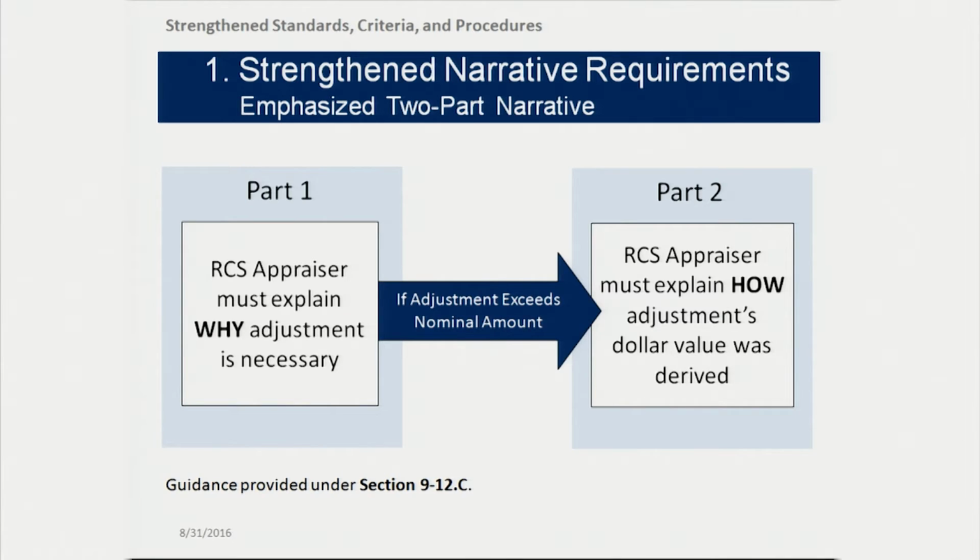Another aspect of strengthened narrative requirements is under Section 9.12C, which provides guidance on the two-part narrative. For adjustments that exceed a nominal amount, the RCS appraiser must present a two-part narrative. The RCS appraiser should not only provide an explanation for why the adjustment was made, but also how the dollar value was derived for adjustments exceeding the nominal amount. Section 9.12C defines nominal amount as an adjustment amount that exceeds the greater of $10 or 2% of unadjusted rent of the comparable. Let's visit this concept with an example.